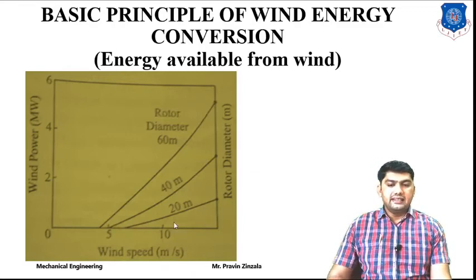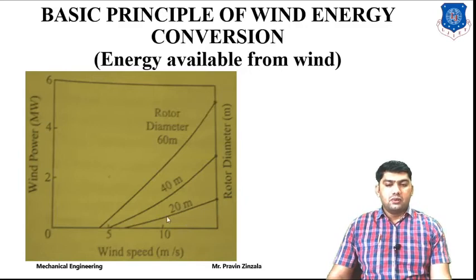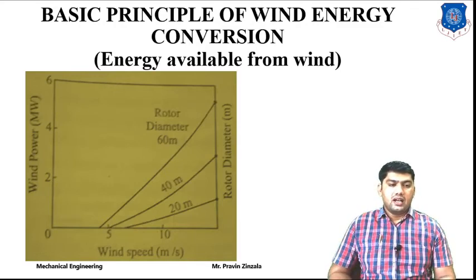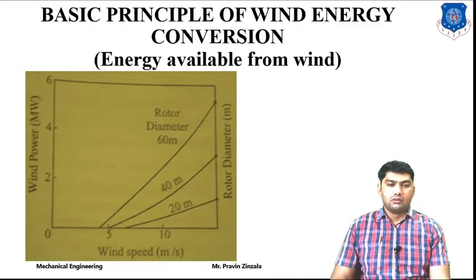By increasing the wind speed we can increase the power output, but our wind speed is almost constant according to geography and weather conditions, so we can increase the diameter instead. By increasing the diameter, we can also increase the power. So this was the introduction of the wind turbine: what a wind turbine is, how we convert wind energy into power, what factors affect power generation, and how we can get maximum power from a windmill.